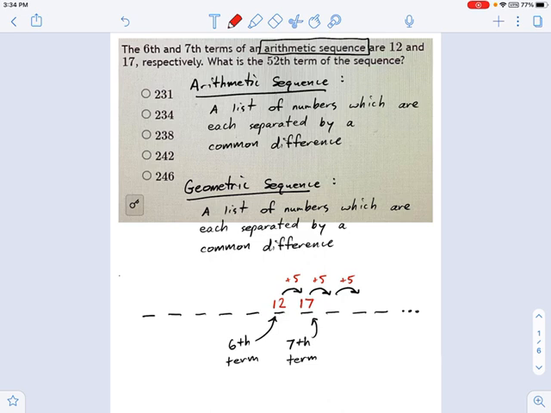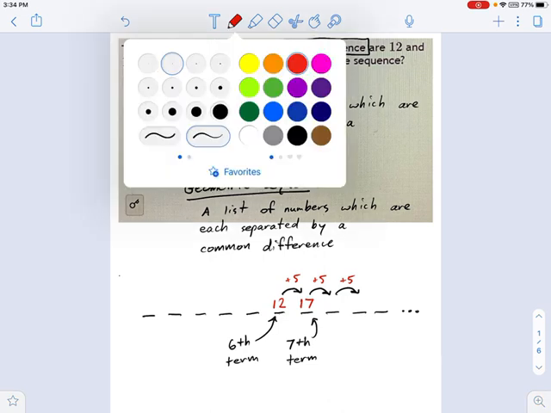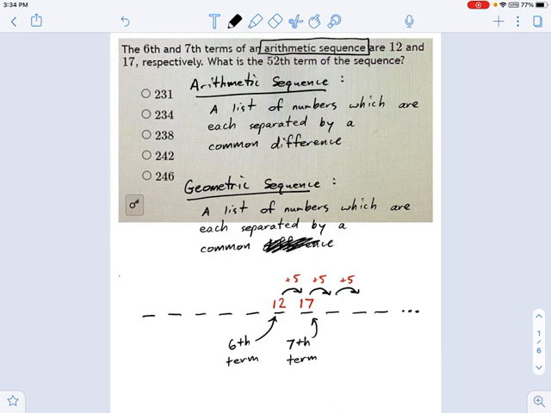Now, there's another type of sequence out there, a popular one called a geometric sequence. And, whoops, forgot. This is not a common difference with the geometric sequence. It's a common ratio. But we're not dealing with that one, so I'm just going to focus on arithmetic.